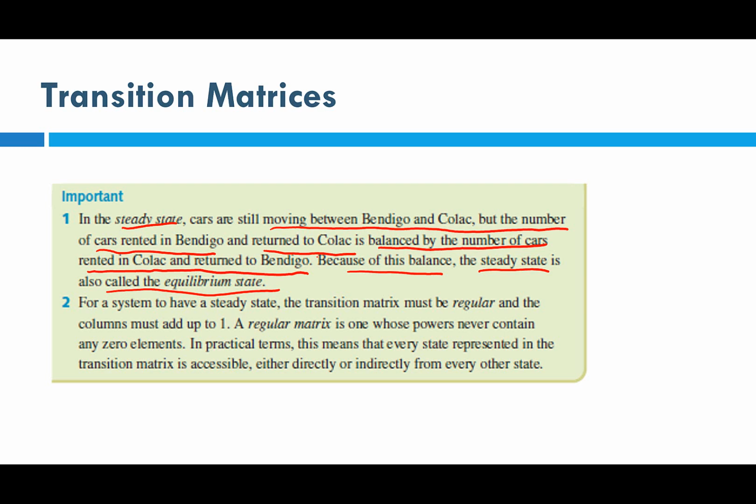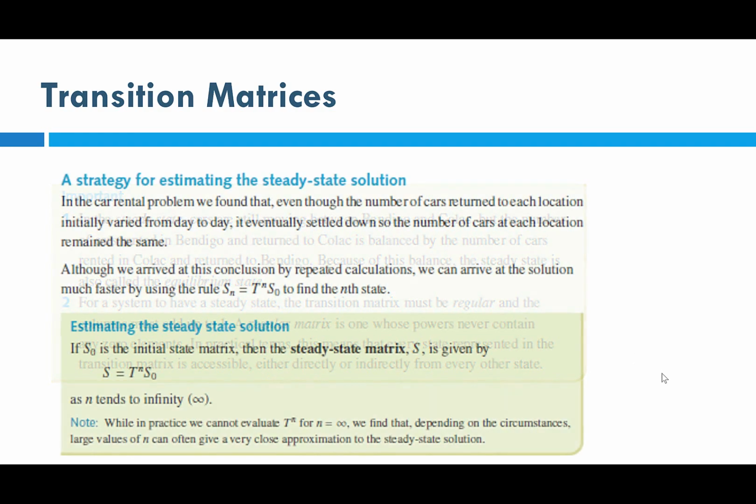For a system to have a steady state, the transition matrix must be regular and the columns must add up to 1. Important: a regular matrix is one whose powers never contain any zero elements. So in practical terms, this means that every state represented in the transition matrix is accessible either indirectly or directly from every other state. Simple.